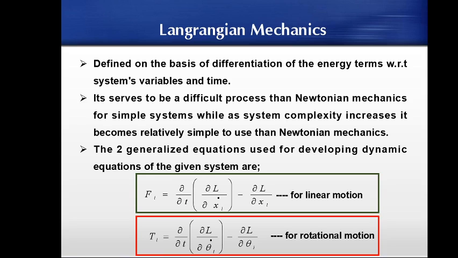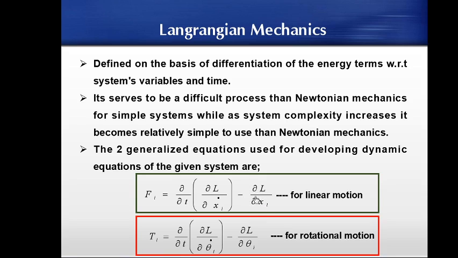So if I am having only 1 degree of freedom and it follows only linear motion, then we will have only one equation, and that is defined by this force equation. To determine that force equation, we need to first derive the expression for L, then differentiate it with respect to the system variable xi. So I will be getting this term.